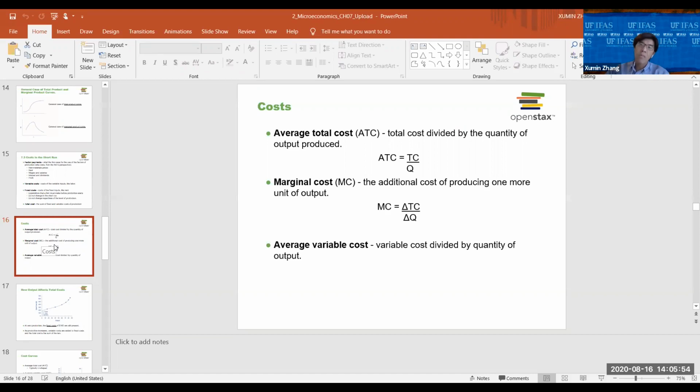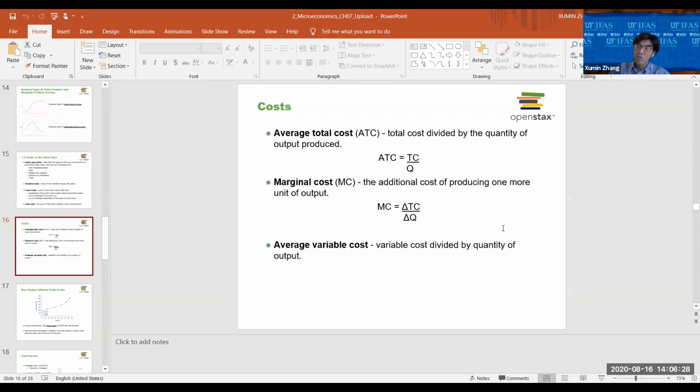But if we are talking about the average cost, this is the total cost divided by the quantity produced, the big Q. And then there is also the marginal cost. The marginal cost is a very important term that we need to understand. This is the delta of total cost divided by the delta of the quantity. Simply speaking, this is the additional cost when we produce an additional product.